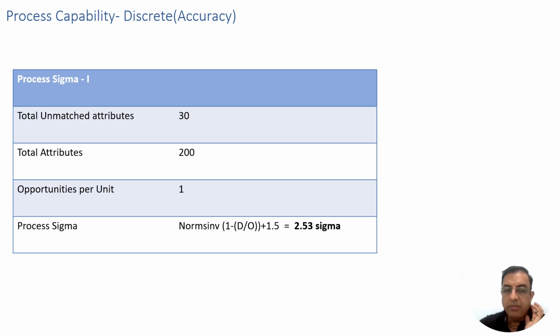The next thing the team did was to identify the process capability. Of the total 200 attributes checked, 30 were unmatched, and opportunities per unit becomes 1. So they calculated the process sigma. The process sigma came out to be 2.53 sigma. I can take you to Excel and show you how this is done.